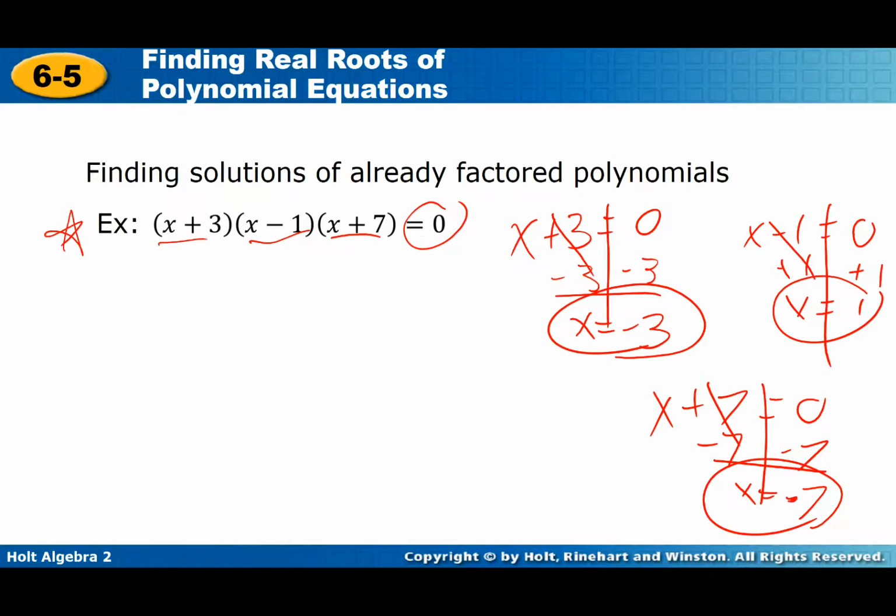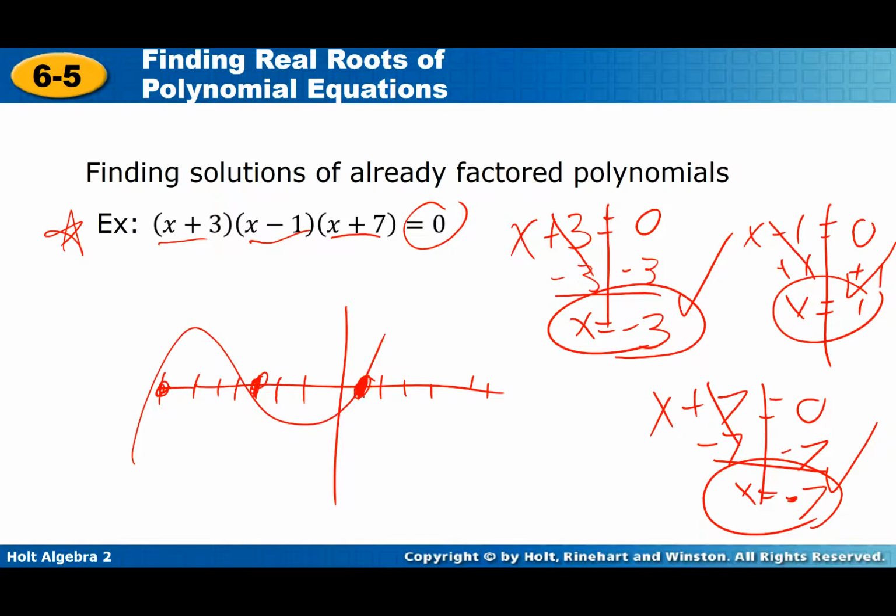So there are these 3 x-intercepts. Whatever this graph looks like, I'm not really sure without actually graphing it, but I do know that it crosses the x-axis at -3, -7, and 1. If you sketched a graph, it would have x-axis intercepts at 1, at -3, and at -7. So it probably goes something like this, who knows?